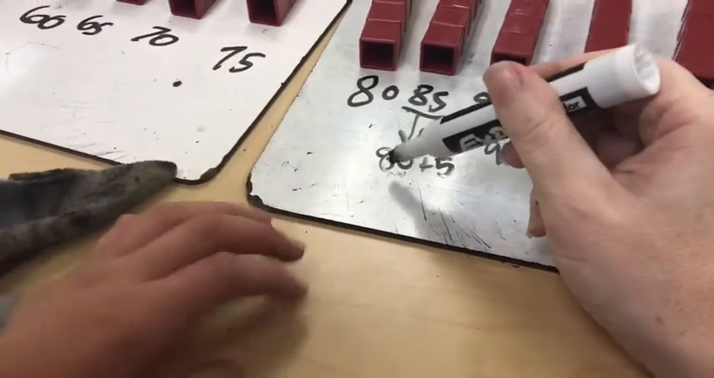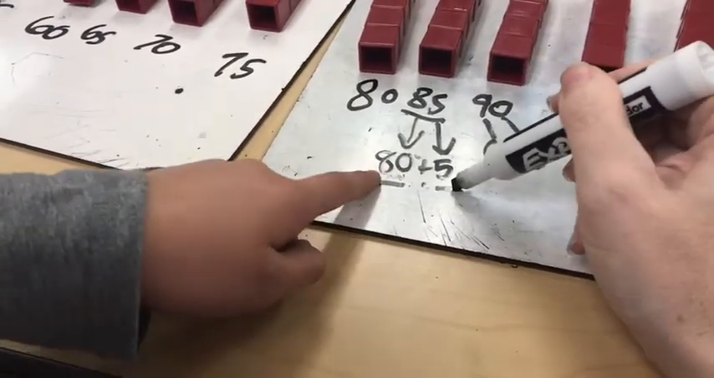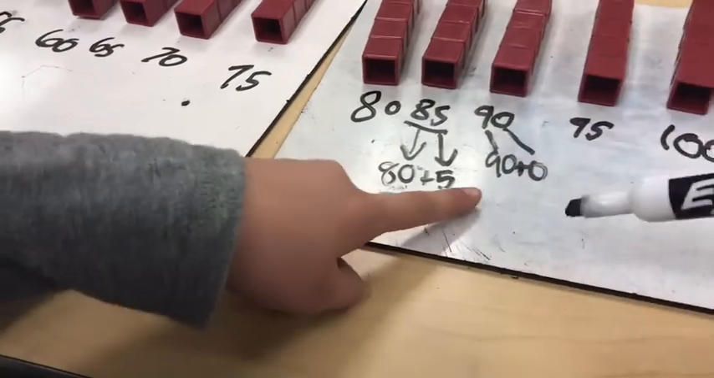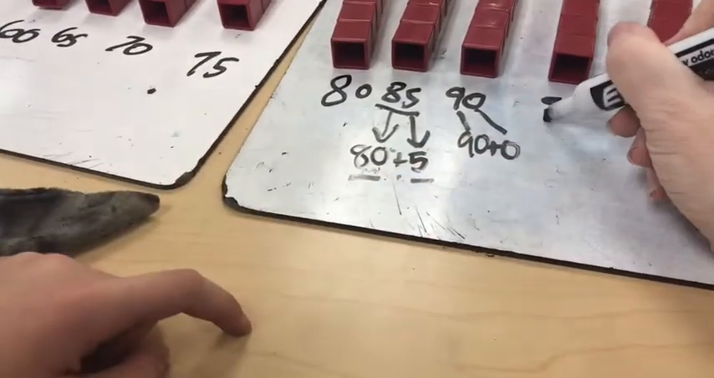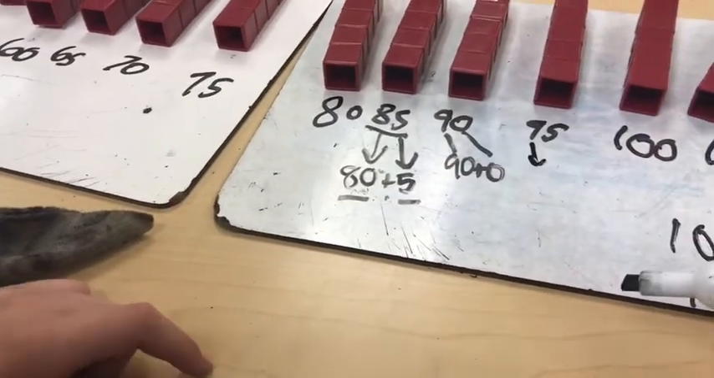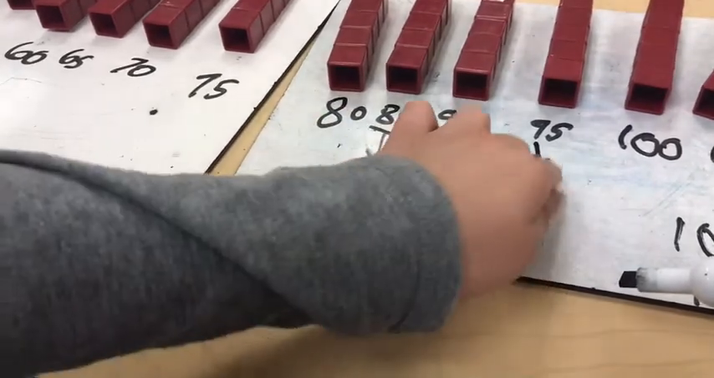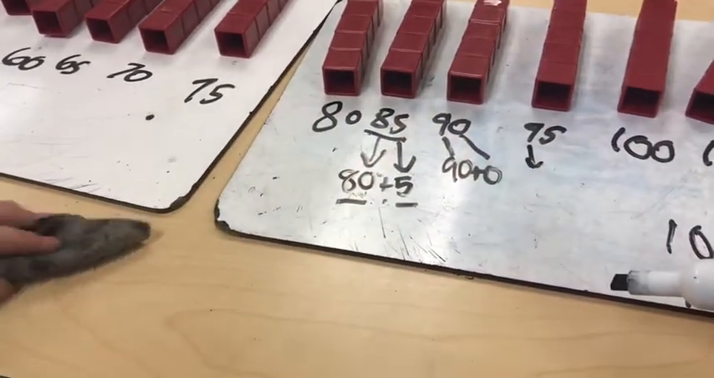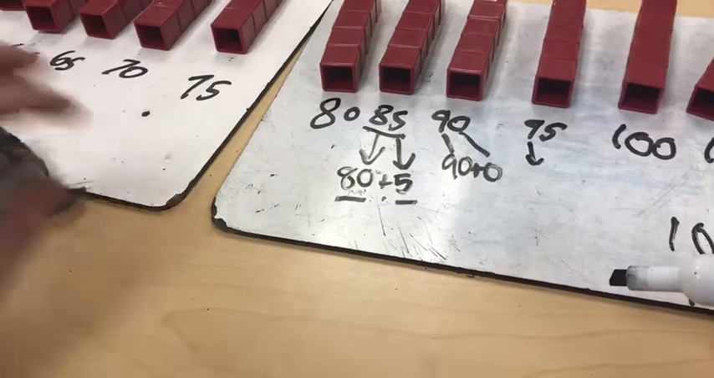So look, 80 and 5 is 85, right? What does this 9 really mean? What's the value? Well, it's a 10. How many tens is it? 9 tens. How much is 9 tens?